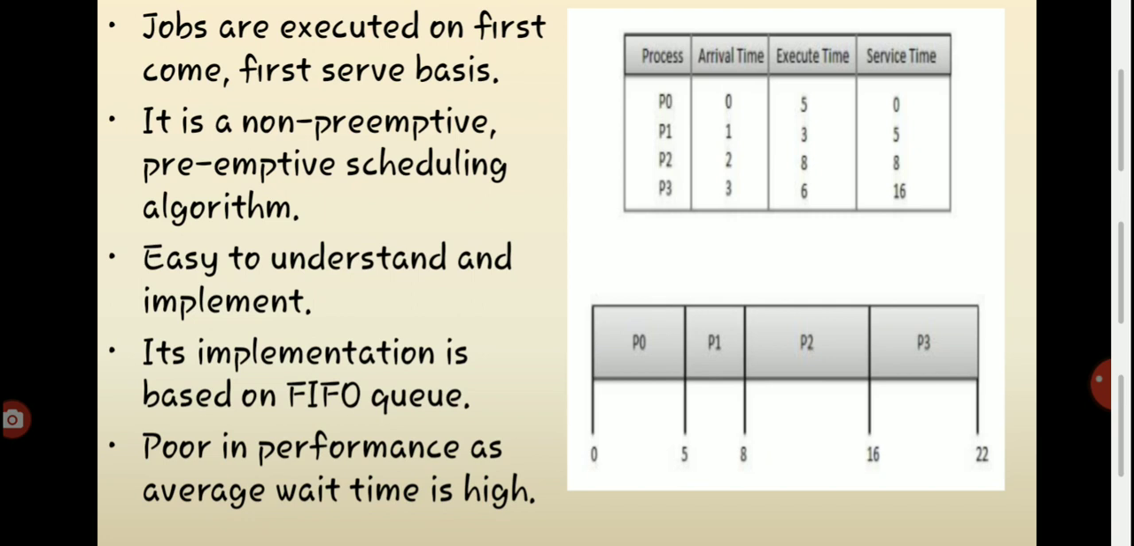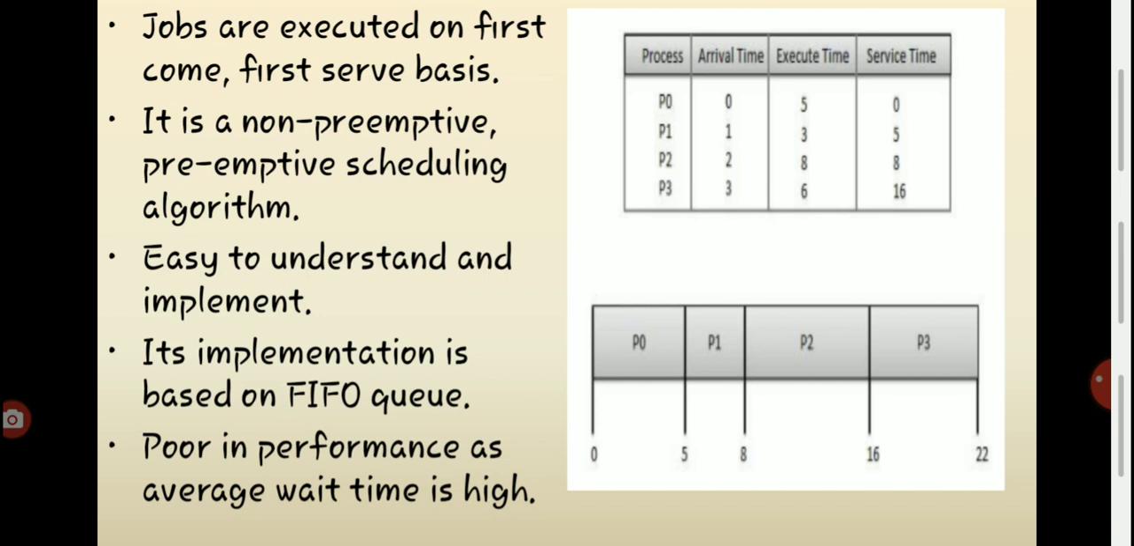Why 8? Because P0's execution time is 5 and P1's execution time is 3. After P0 and P1 are completed, P2 will be taken. So 5 plus 3 is 8, and at time 8, P2 will be taken. So the service time of P2 is 8. Then P3. You add everything: 5, 3, 8, so it is 16. At time 16, P3, the fourth process, will be executed. The way the processes come, the same way they are executed.